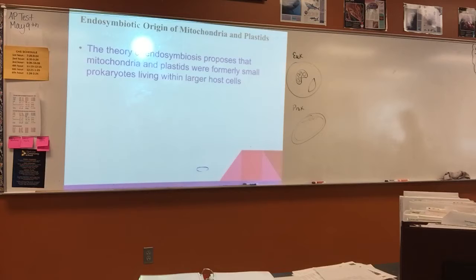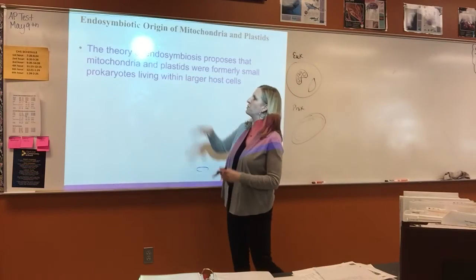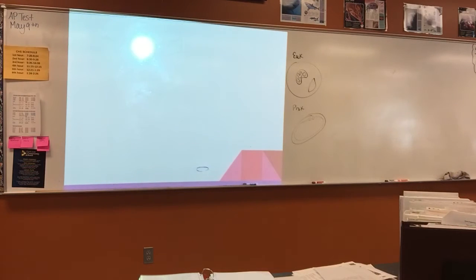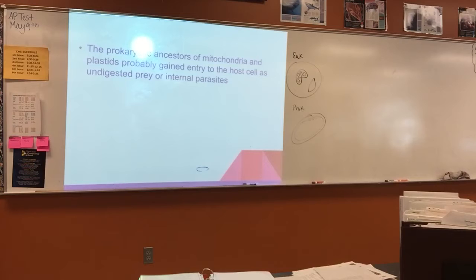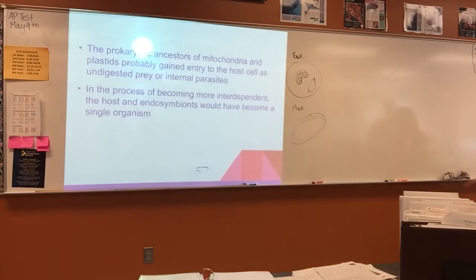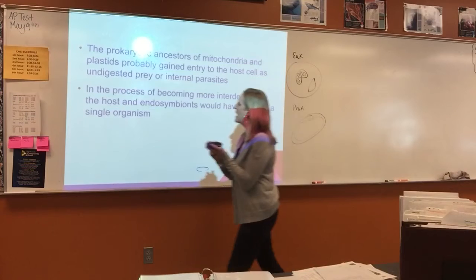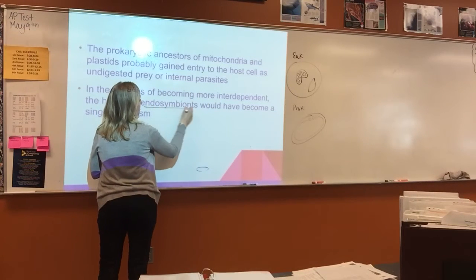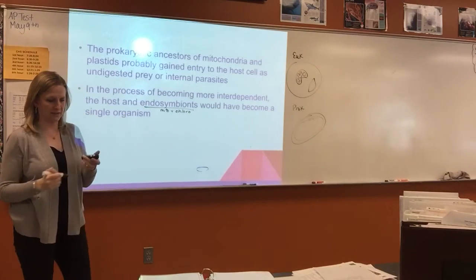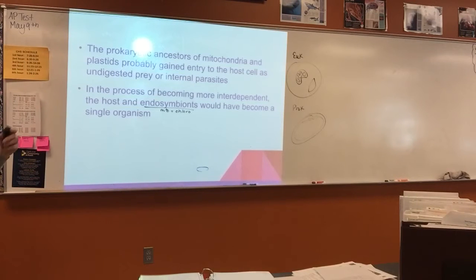Remember endosymbiosis. This is a review. Remember the mitochondria. Plastids are a group of organelles of which chloroplasts are an example. Remember they were engulfed by prokaryotic cells. The prokaryotic ancestors of mitochondria and plastids probably gained entry to the cell as kind of undigested prey, taken in by endocytosis. Then they became more interdependent, and the host and the endosymbionts, the mitochondria and the chloroplast here, would have become a single organism. And so, prokaryotic to eukaryotic cells.